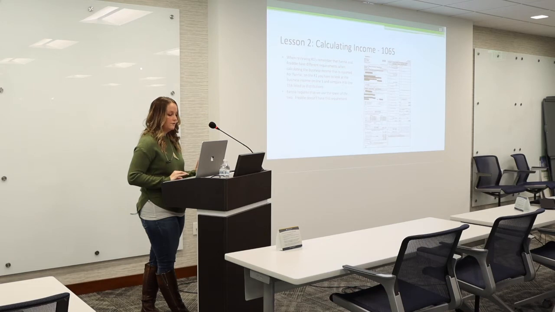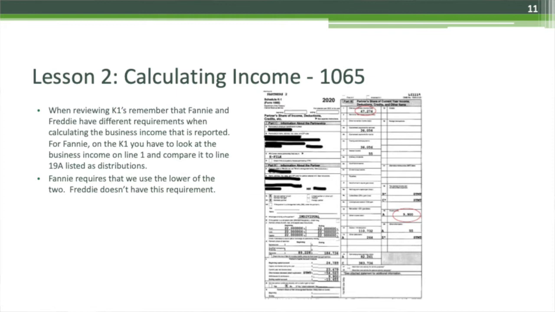Okay, then you're going to review Schedule K1 for the 1065. So this is something that a lot of people don't know or they miss. With Fannie and Freddie, they have different requirements when it comes to reviewing the K1. So with Fannie, you have to look at line 1, which is up here. It's saying that they have $47,274 in income for that year. But then they also want you to look down here under distributions, $9,900. This is the actual amount of distributions that he paid himself for this year.